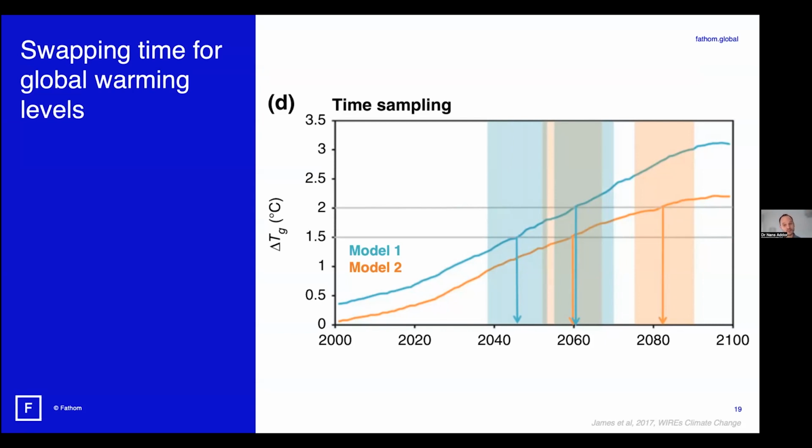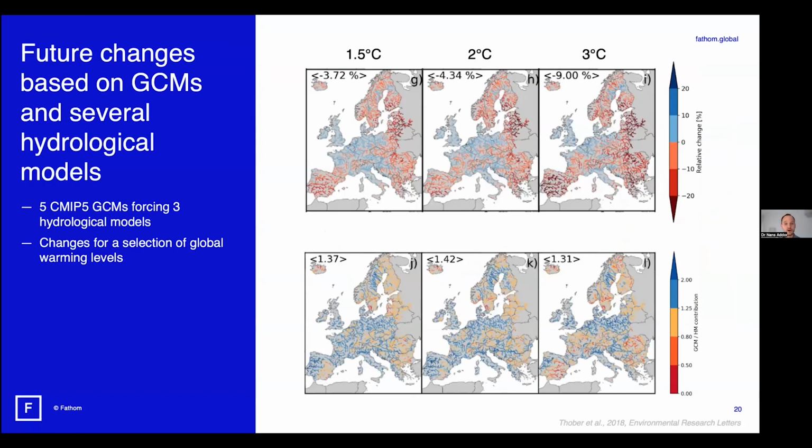And one could do the same operation for the model in orange, but because orange warms up a bit slower, the period would be later. It would be around 2085. So one can extract these two slices of simulation and then combine them and look at the changes that we're expecting for a warming of 2 degrees. And this is what was done by this study.